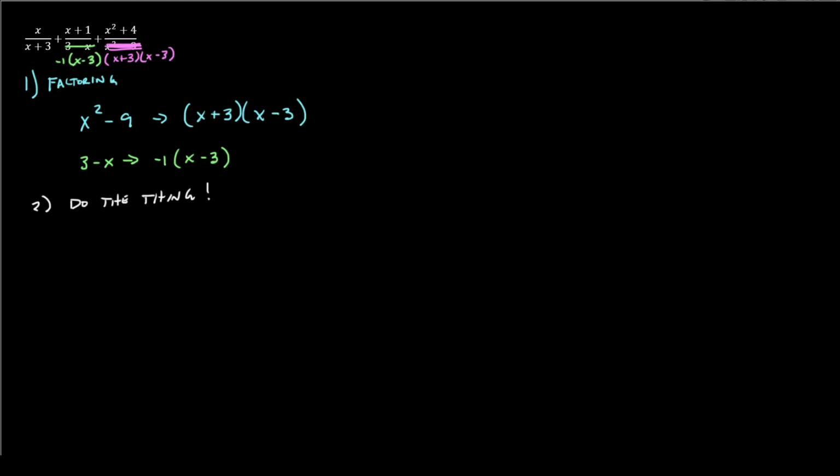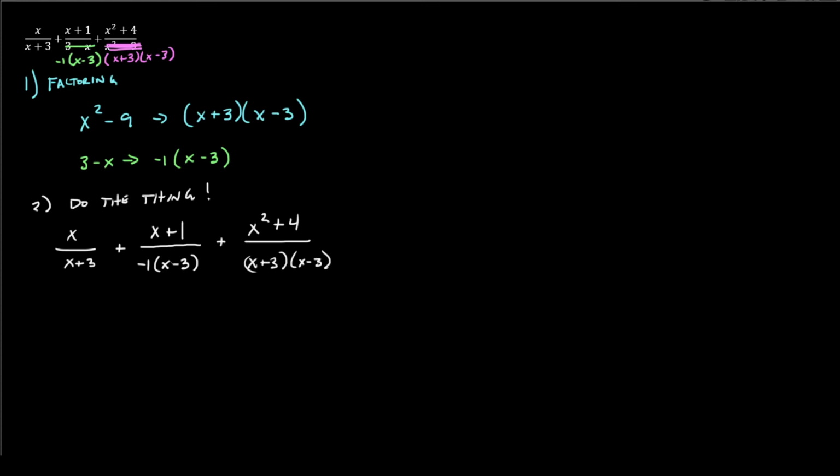So if I take this here, this is going to be x over x plus 3 plus, and now it depends on where you want to stick this. I'm just going to stick it in the bottom for right now. I may decide to change that later. But I'm just going to keep everything where it is for the time being. x squared plus 4 over, and we have x plus 3, x minus 3.